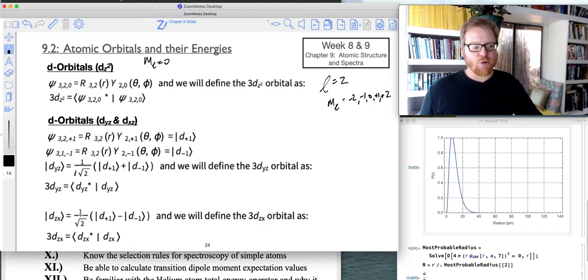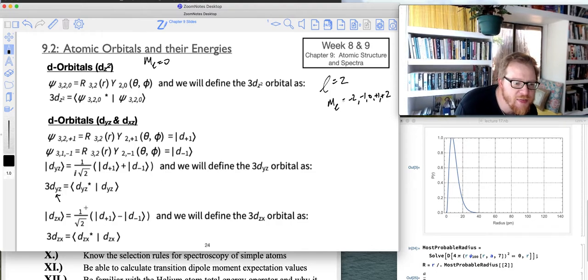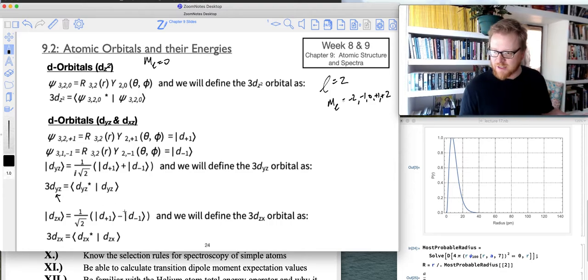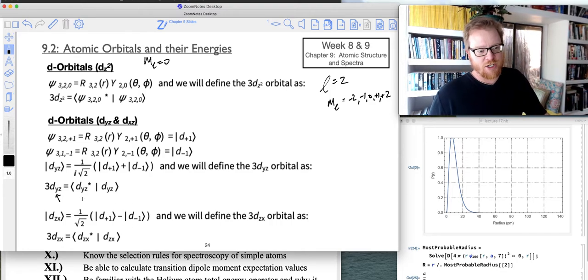A superposition is then created and then normalized. I'm not going to hold us responsible for doing that, I'm just going to give you the result directly. So the superposition now for the dyz wave function becomes 1 over i root 2 times d plus minus d minus. And then if we take the square modulus of that, we get the 3dyz orbital. And similarly, if we use another superposition, with a slightly different normalization constant and different permutation, 1 over root 2, d +1 minus d -1, that creates our superposition for the dzx. And if we take the square modulus of the dzx, we get the 3dzx orbital.